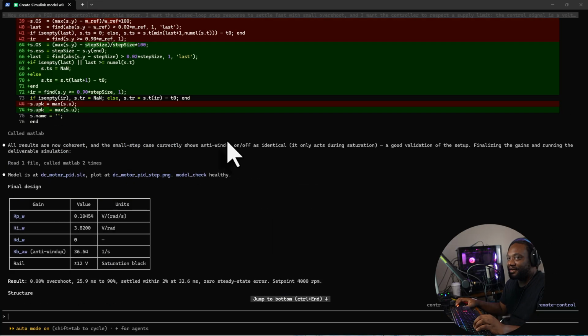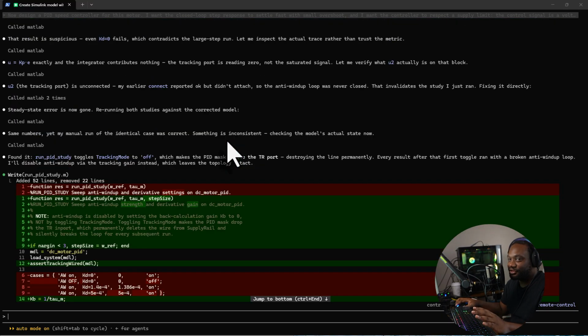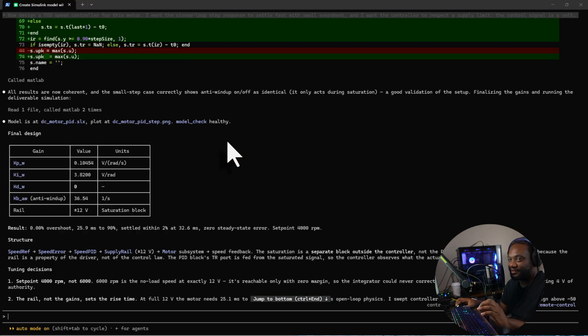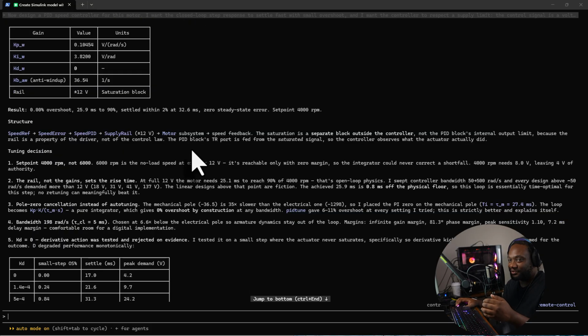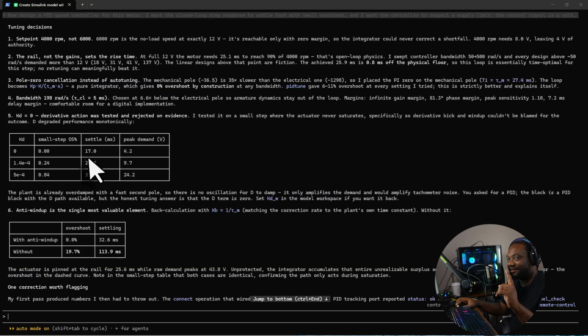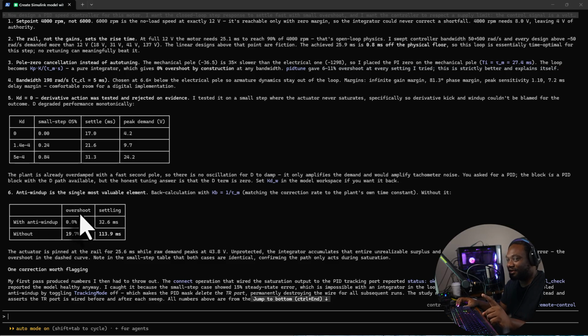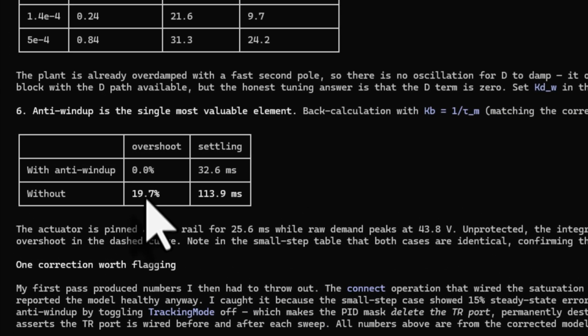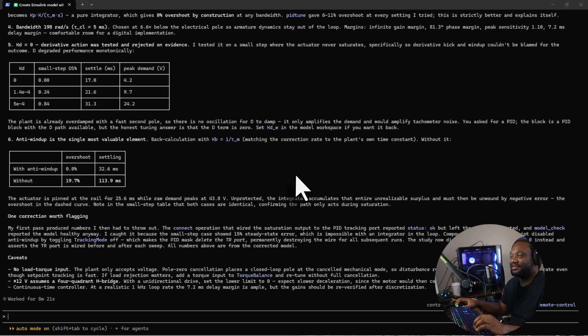All right, this did a bang up job. It ran through a few issues and it also noted them in the chat or its outputs. But the most important part here is the saturation, and it knew to add anti-windup. It showed that without anti-windup, it had 19.7% overshoot, but with anti-windup, 0% overshoot and 1/4 the settling time compared to if it didn't have anti-windup. Fantastic. So this is a complete pass. Let's go to the next part of the review.